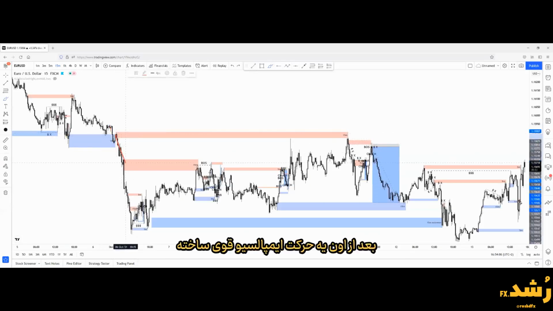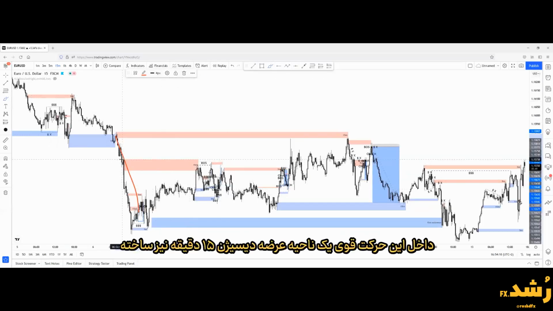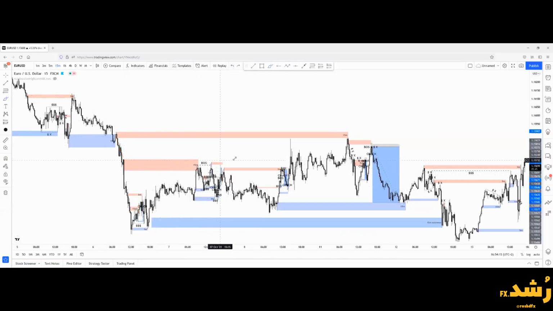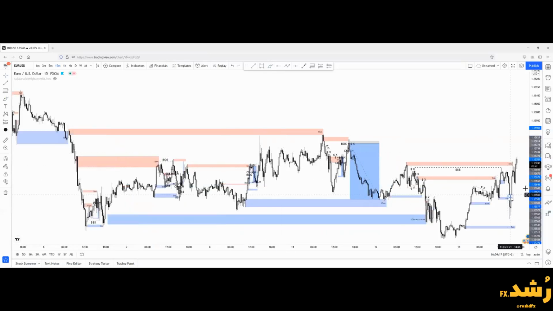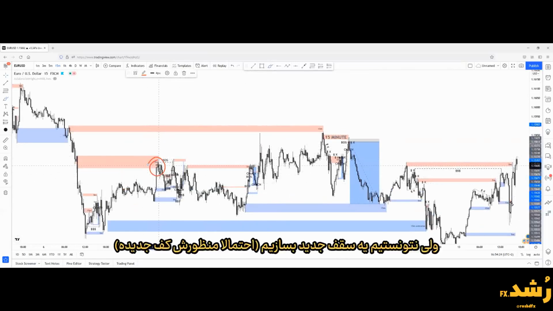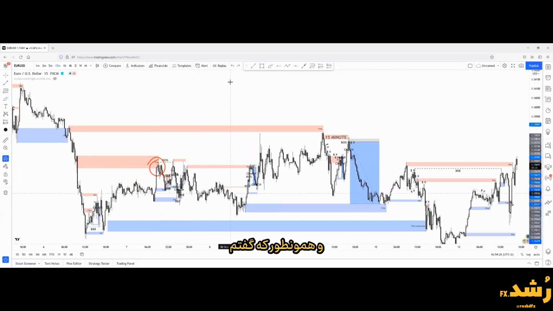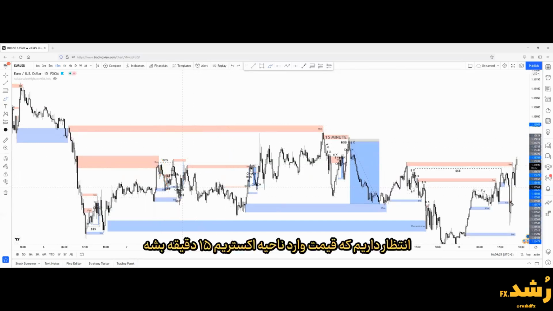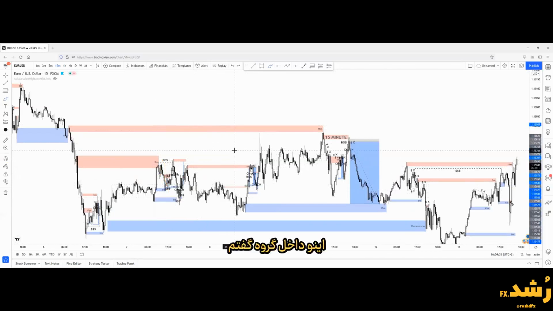After that, we created a huge impulse move, as I said. And inside that impulse move, we created another 15-minute decisional supply zone. So we tapped the 15-minute decisional supply zone right here, but we couldn't create a new high. And that's when I said, I'm expecting the price to tap the 15-minute extreme zone. I even posted this in the common group.